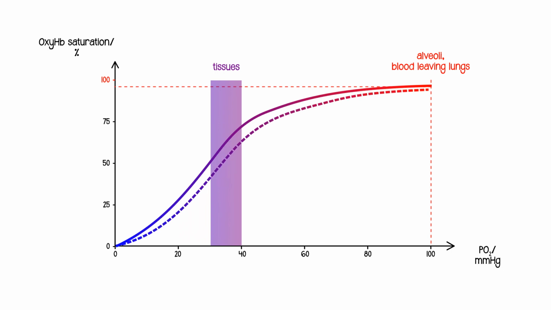Now, the dotted line here illustrates what's called a right shift of our haemoglobin-oxygen association curve. This right shift can be caused by a rise in the partial pressure of carbon dioxide. It can be caused by an increased concentration of protons, which effectively means a reduction in pH. It can be caused by an increase in temperature, or it can be caused by an increase in a molecule called DPG, diphosphoglycerate.